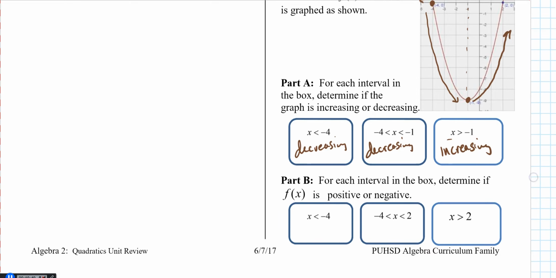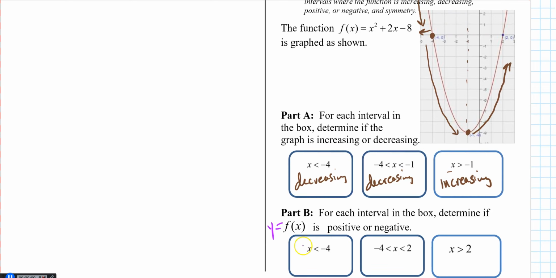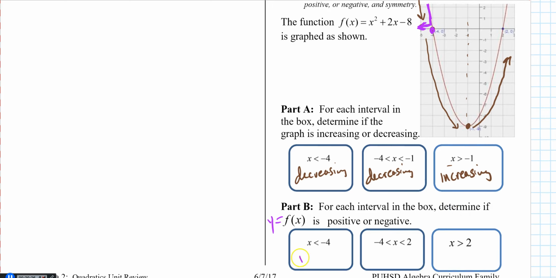And then for part B, it seems like the same question almost, but it's a little bit different. For each interval in the box, determine if f of x, which we know that f of x is y, if y is positive or negative. So we're looking at the y values. So when x is less than -4, so again, here's -4, when x is less than -4, is y positive or negative? Well, when I'm less than -4 for x, it means I'm left, which means I'm up here on the graph. If we're above the x-axis, y has to be positive.